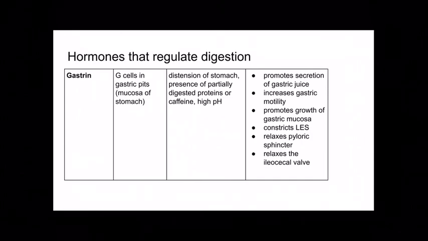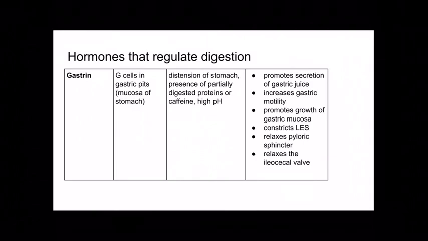on the slides here. So the first hormone is gastrin. Remember gastrin? We talked about that way back when, because it's produced by the G cells in the gastric pits of the mucosa of the stomach. So gastrin is the hormone that's produced in the stomach. It's stimulated by distension of the stomach. That means the presence of food in the stomach stimulates the release of gastrin. Also, chemically, the presence of partially digested proteins or caffeine or a high pH, which would mean that hydrochloric acid is not being produced. Any of those things will chemically or physically stimulate the G cells to release gastrin.